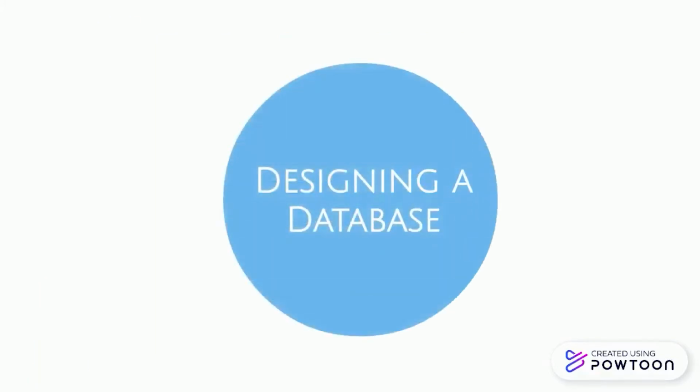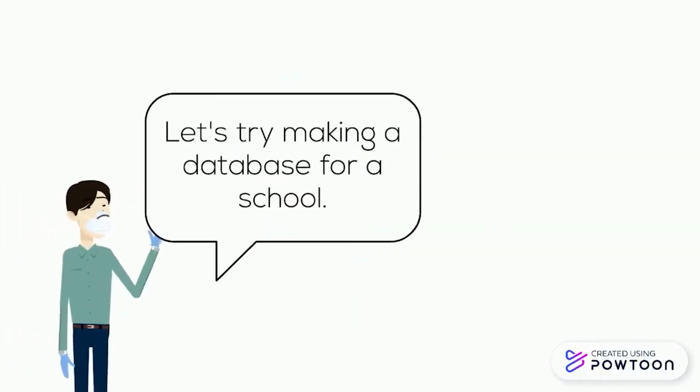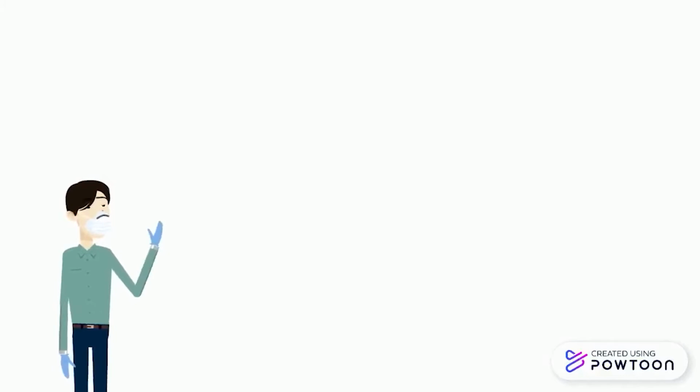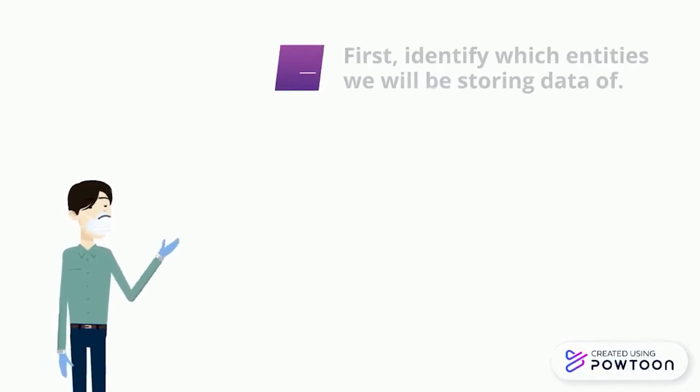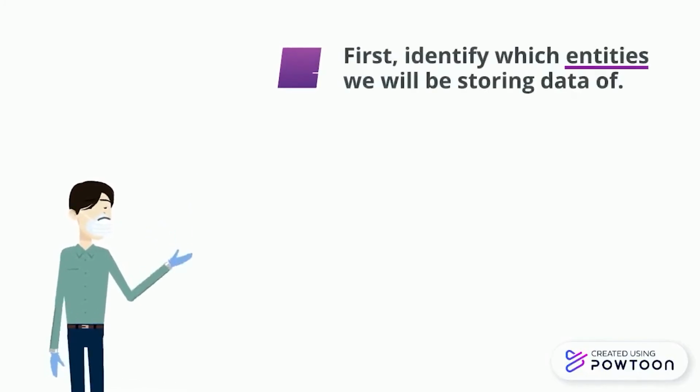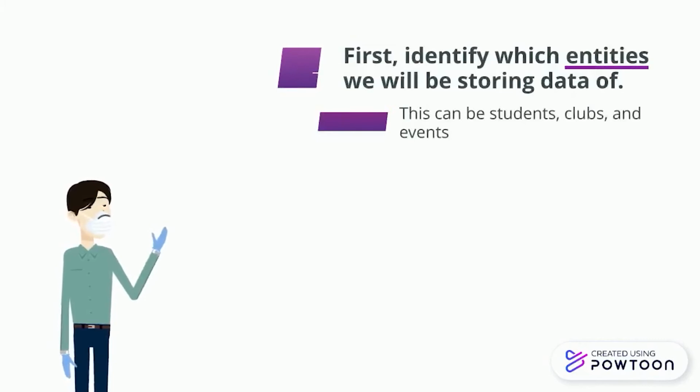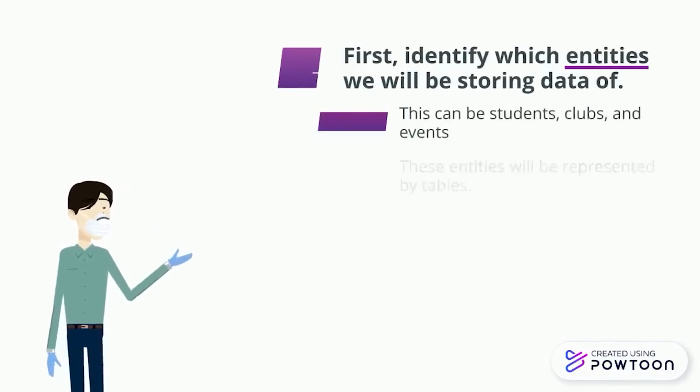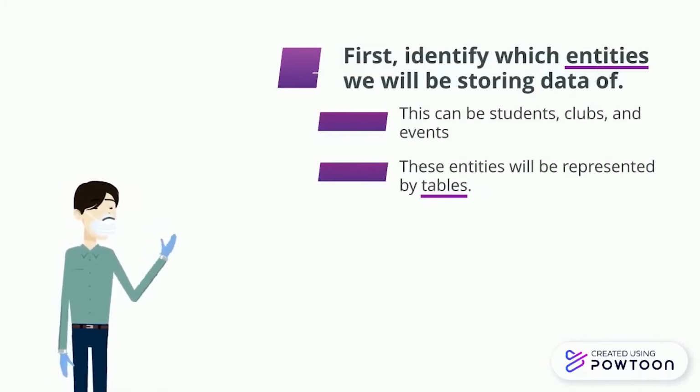Designing a database. Let's try making a database for a school. Look at the steps above. First, identify which entities we will be storing data of. This can be students, clubs, and events. These entities will be represented by tables.